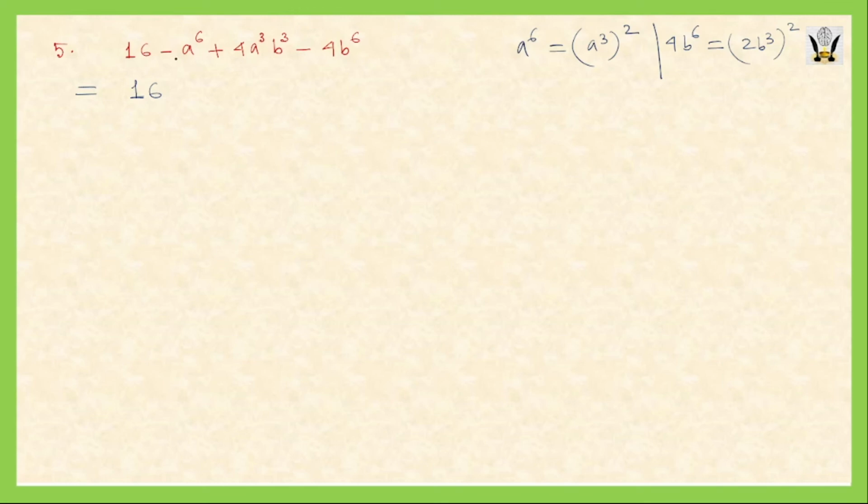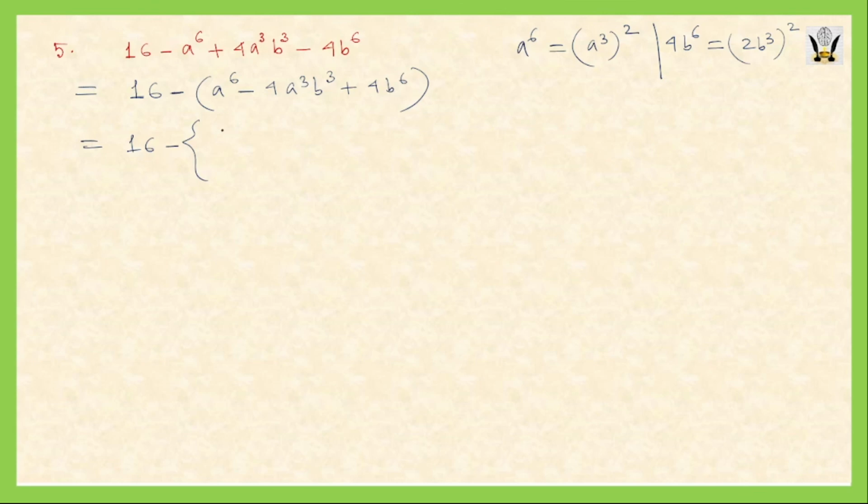So what we will do is, here the first term, this a to the power 6 term, is negative and this is also negative, so we have to take minus 1 common. If we do that, then inside the bracket we will have a to the power 6. This factor will be negative now, so minus 4 a cube b cube, and this term will be plus 4b to the power 6. Now 16, let's write that 16 only.